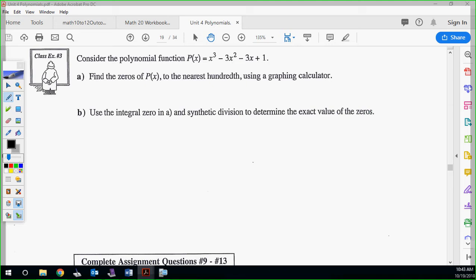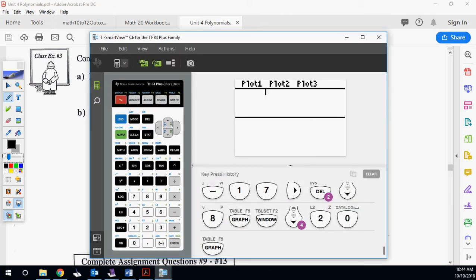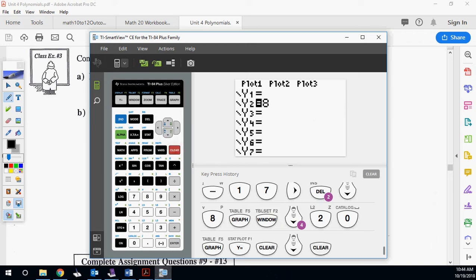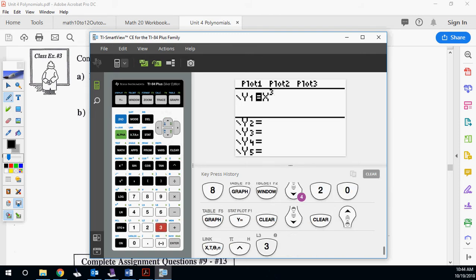So what they're going to have you do on this one, we can bring up the calculator. Let's put this one in our calculator. We're going to find the zeros. Okay, so we're going to clear the absolute value stuff from Math 20. Okay, so we're going to put in x cubed minus 3x squared. Whoops.